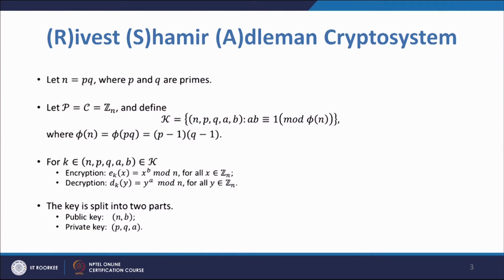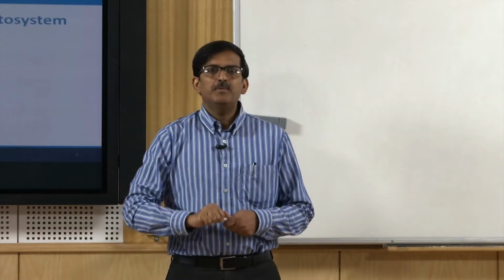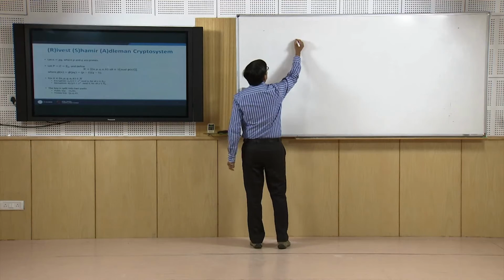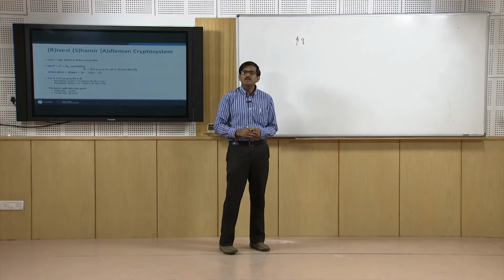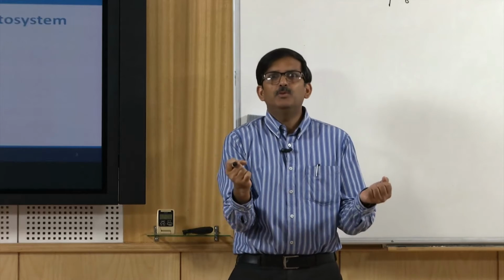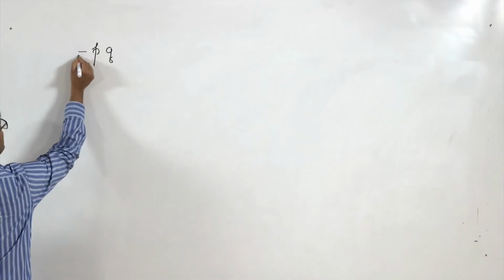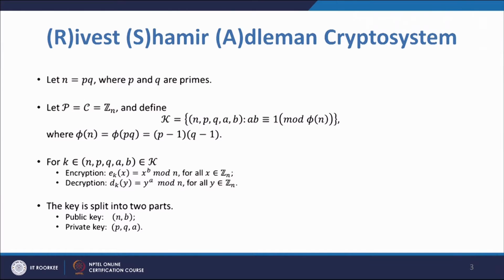Now, let us explain this cryptosystem stepwise. In the first step, we need two large primes. Let us call the primes P and Q, and then we will take the product of these two primes and we will get a number which is n. So, that is what I have written in the first line.